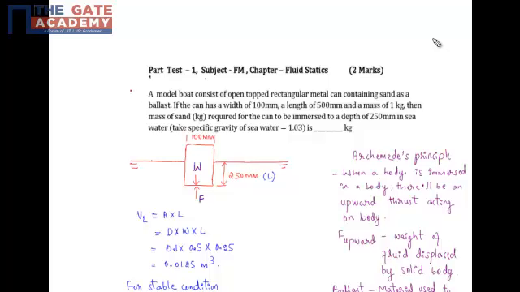Hello students, this question number 31 is from part test 1, subject engineering fluid mechanics and chapter fluid statics, and it is of 2 marks.